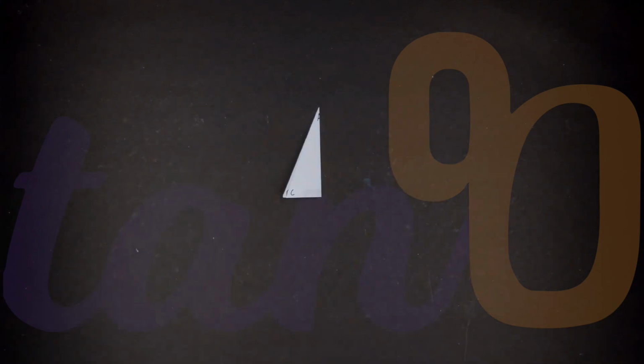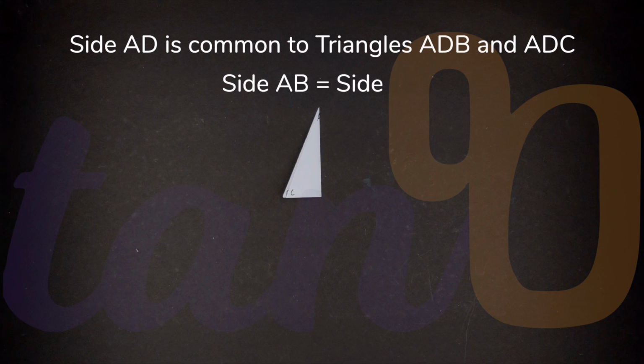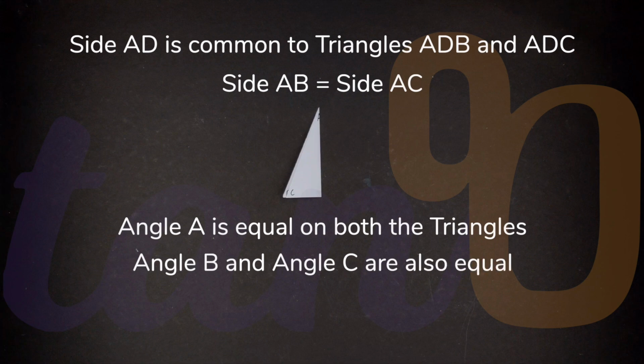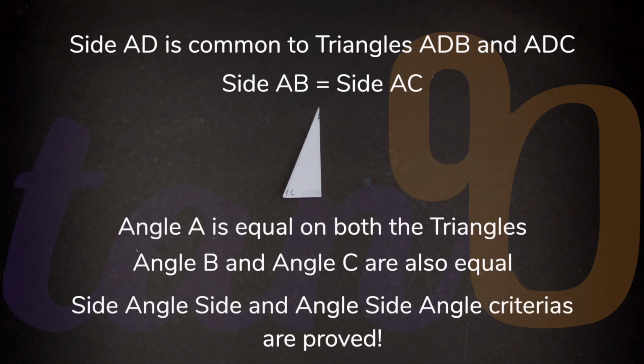Here, we can see that the side AD is common to triangles ADB and ADC, and side AB is equal to side AC. Measure of angle A is equal on both the triangles. The measure of angle B and angle C are also equal. From this, we can say that side angle side and angle side angle criteria are proven.